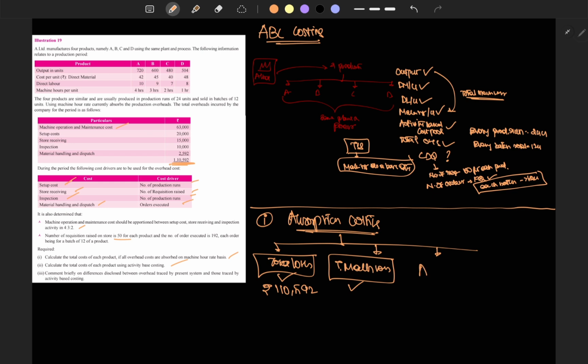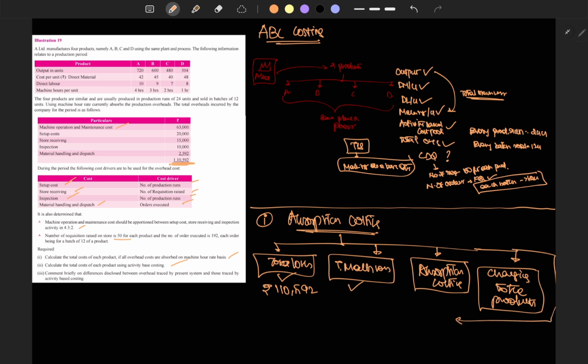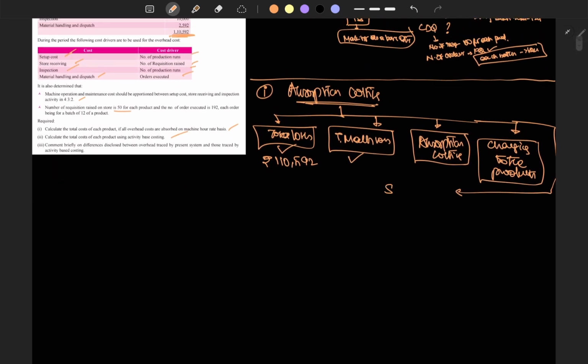Third one is the absorption costing rate. This we need to find. Fourth one is charging it to the products. This is a sequence of steps, right? So that's why I'm writing, so we can easily pick up and quickly finish the sum. The last one is the statement of total cost per unit. So if we finish these 5 steps, we are done with the absorption costing. Next we can go to the ABC costing.